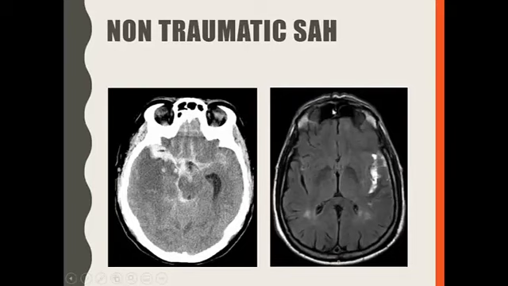Here is a FLAIR image, and you can see the hyperintense blood which is seen filling the sylvian fissure on the left side, and compare it with the sylvian fissure on the right side, which contains no blood.